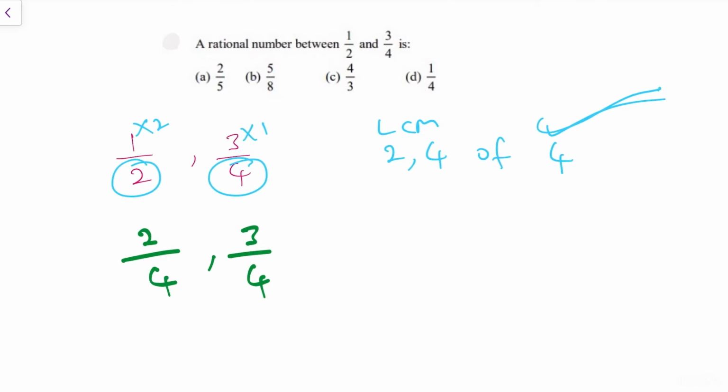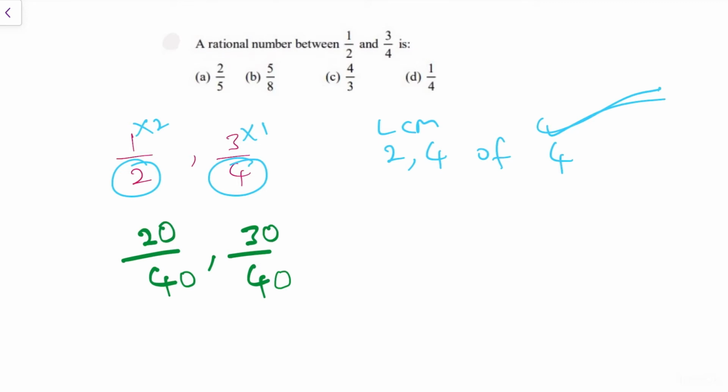So now if we observe this, 2 by 4 and 3 by 4, in between 2 by 4 and 3 by 4 normally we don't find anything. Of course there will be numbers, but we cannot see them. So what I will do is make it 20, just writing 0 for the numerator and denominator: 20 by 40 and 30 by 40. Now in between these there are 21 by 40, 22 by 40, 23 by 40, 24 by 40, 25 by 40 and so on, but all those are not in the options. So it means making the denominators 4 doesn't make any sense at all.